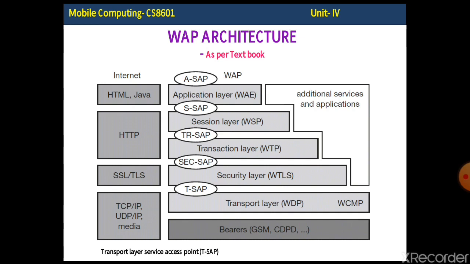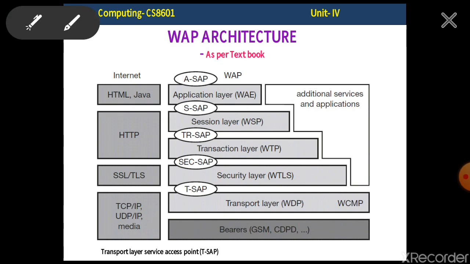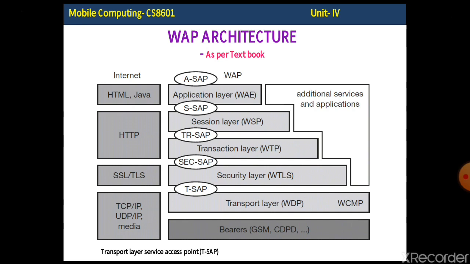The next layer is called security layer. Security layer consists of wireless transport layer security. So wireless transport layer security will handle all the security related problems, verification of authentication, authorization, data integrity, or any other networking related security issues it will handle.